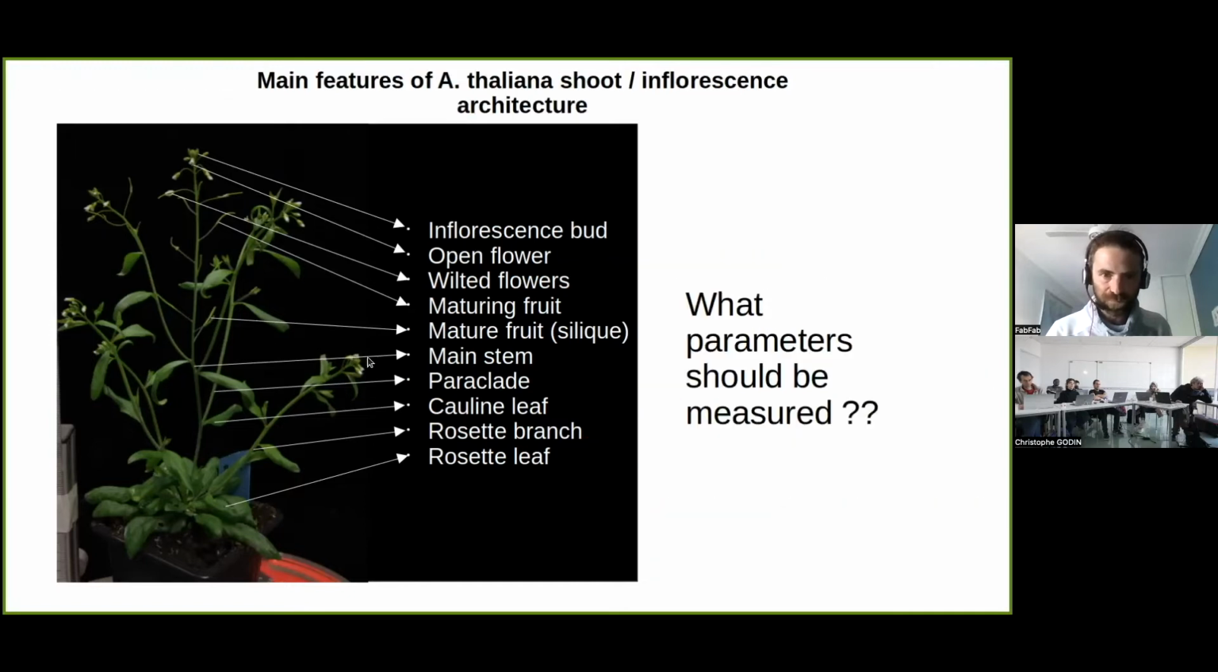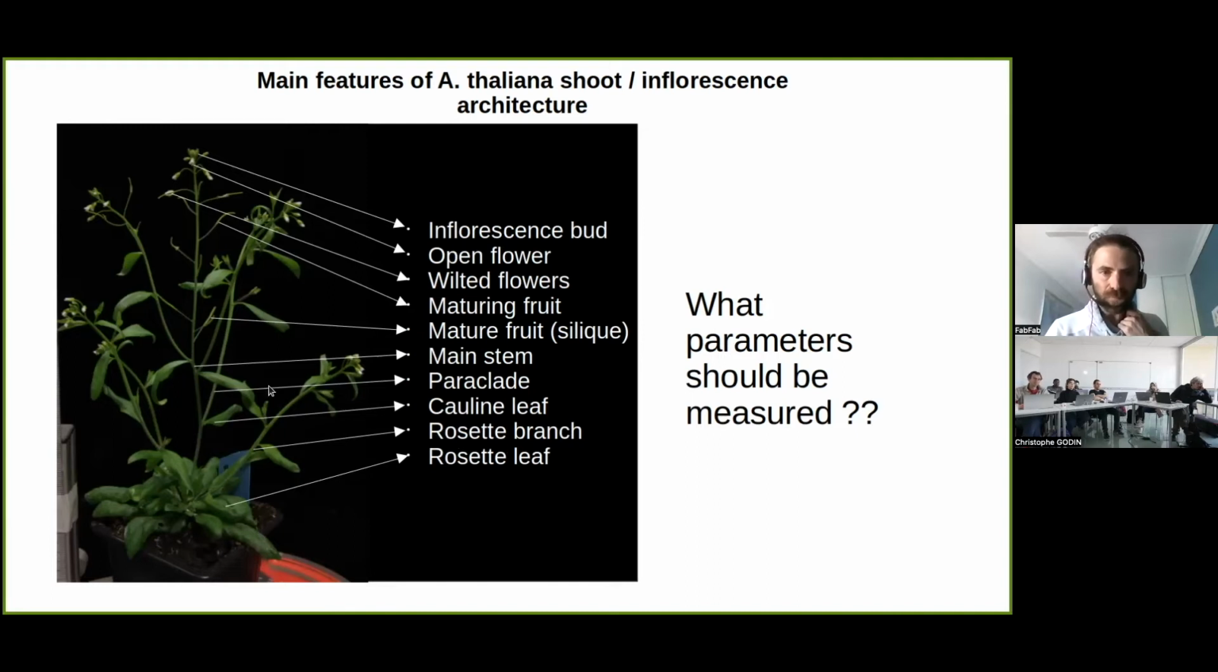Sorry. Okay. So of course you have the main stem and the different branches. There are different terms to name the branches in Arabidopsis, and you have two types of branches. You have the branches that are held by the main stem, and we call them the paraclades. And you can see that you have other branches that start from the base of the plant, this leafy part here, which I call the rosette branches.